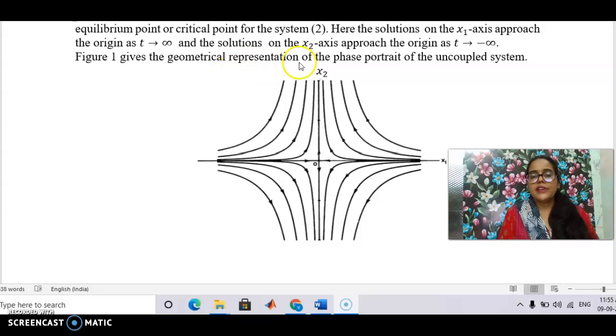Figure 1 gives a geometrical representation of phase portrait of the uncoupled system. The algebraic equation is y will be equals to k times x to the power minus 2, which is a hyperbola. तो इस टाइप का रीजन मिल जाएगा.